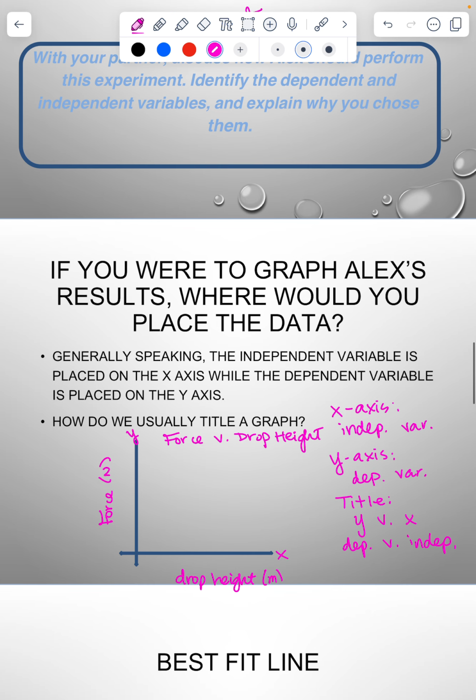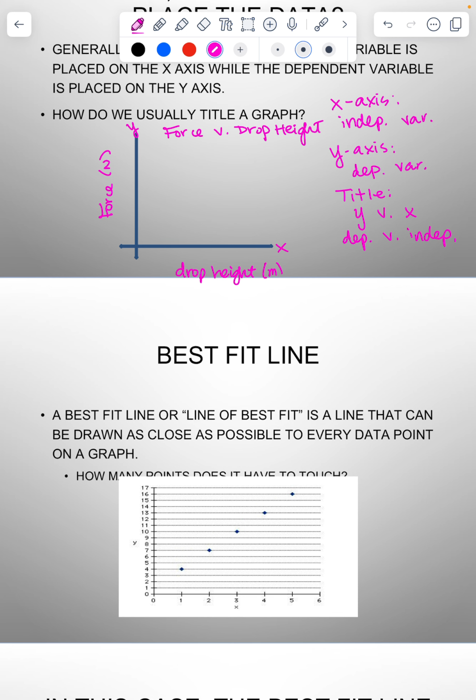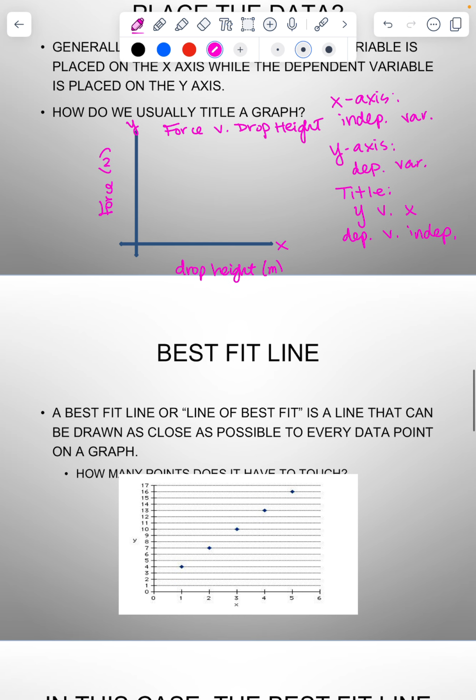All right, so after we plot all of our points, remember, we are never, ever going to play connect the dots. Okay, so we always draw a line of best fit or a best fit line. And remember that it has to touch at least 2 points. At least 2 points. I've got my ruler on my screen right now, so we'll see how well this goes. All right, so, ooh, that wasn't too bad. Okay, so that would be our best fit line for this.